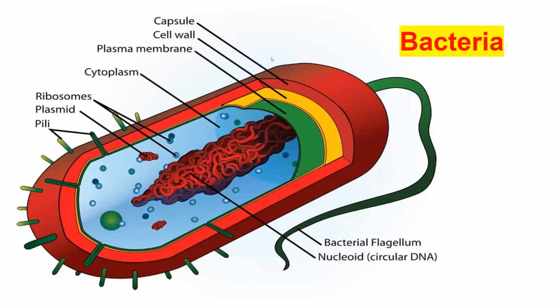We'll now dive into bacteria itself and look at the structure and function of the parts of the bacteria. This is a bacillus, because we have a long elongated shape of bacteria. We've got a capsule, a cell wall, a plasma membrane, cytoplasm, ribosomes, plasmid, pili, flagellum, and nucleoid, which is the DNA. You may be wondering what the plasmid and the nucleoid are. We will touch on that very shortly.